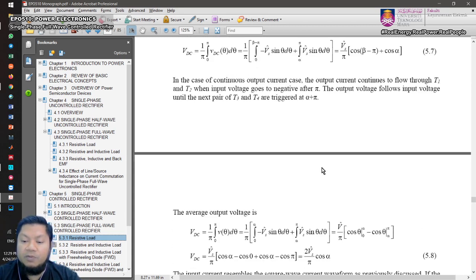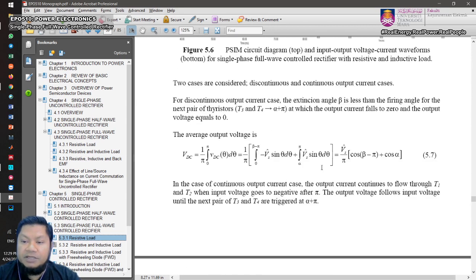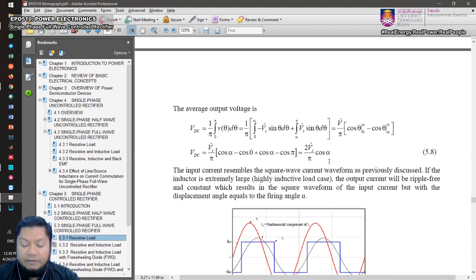So you have different output voltage waveforms. The first one is given by this equation, all right? And in the case of continuous conduction, you're going to have this equation.